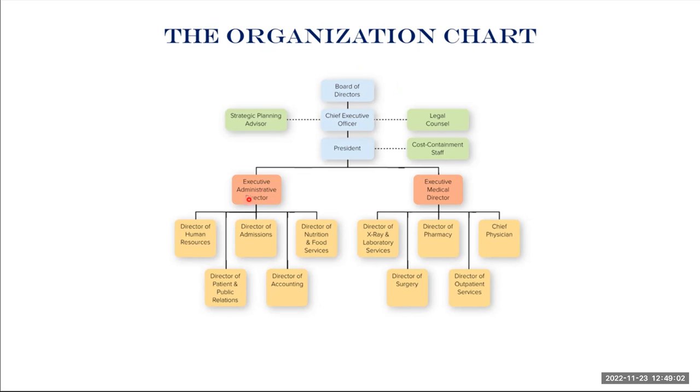And of course, underneath your administrative and medical, you have different departments, right? If you go from left to right, you see all these departments, some of them doing x-ray work, some of them doing surgery, some of them dispensing medicine or pharmacy, some of them are responsible for outpatient services, others are more general physicians, right? So you have on the other side, the admins, they have different components: accounting, HR, food services, admissions, and patient and public relations, right?